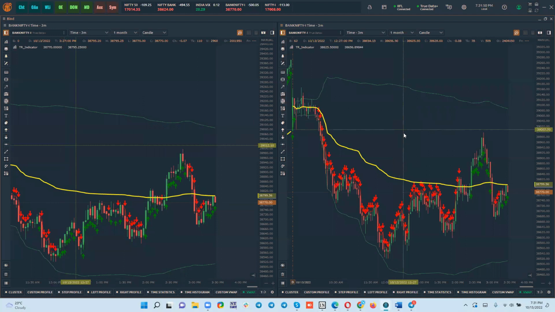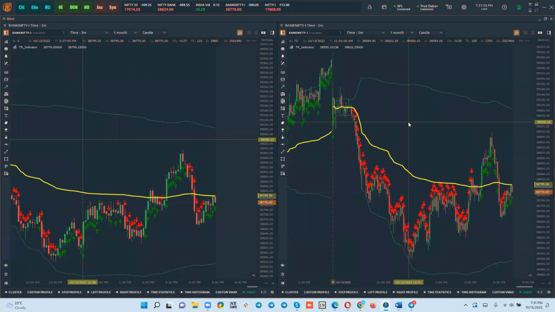The signals can come even for options as well. So it's not that it will not come. You can use the option chart also and do the trading as well. There is no problem as long as the option is at the money or in the money. So the same thing applies.